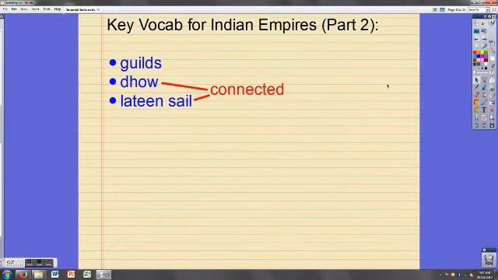Here's your key vocab. We didn't talk about guilds so much last time, but we will bring that up this time. And these two terms, Dao and Latin sale, are connected. We'll talk about those near the end.